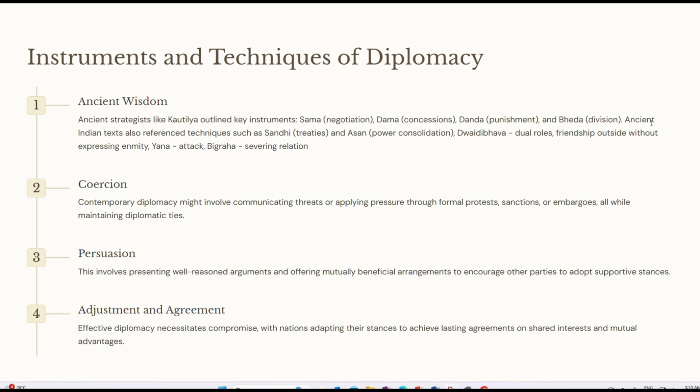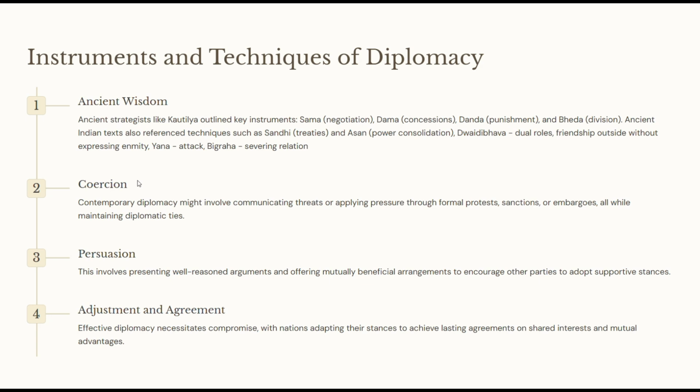Similarly, ancient Indian texts also refer to techniques such as Sandhi, that is treaty. Asana is power consolidation: you preserve your power and you consolidate your power. Dwaidhibhav is dual role, which means there is friendship outside without expressing enmity. Yana is attack and Vigraha is severing relations. So these are the ancient wisdoms that showcase how diplomacy could be conducted using the following tactics or instruments.